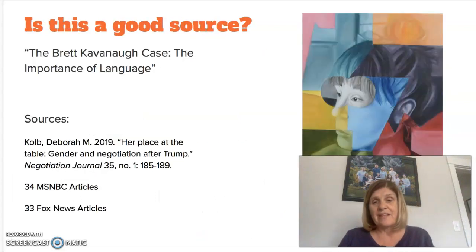To illustrate that, I have an example here. This is a book that was published in 2008, entitled 2008 Political Year of the Women Election, A Critical Examination. And there's an article in it entitled The Brett Kavanaugh Case, The Importance of Language. In class, I'm asking them whether or not they think this is a good source.